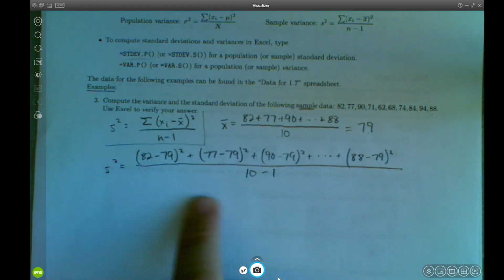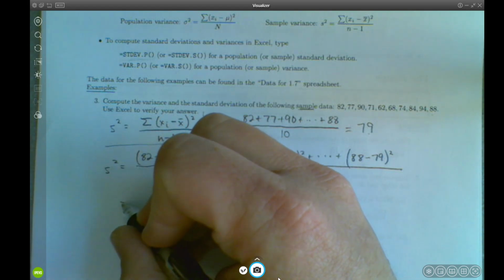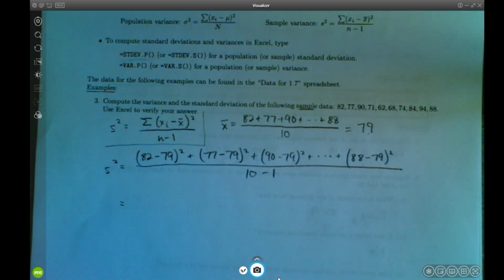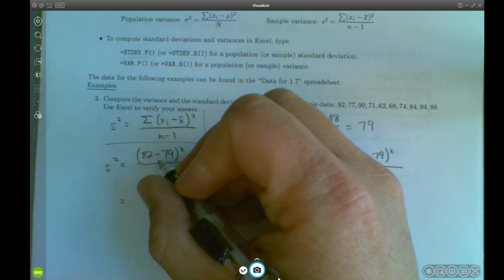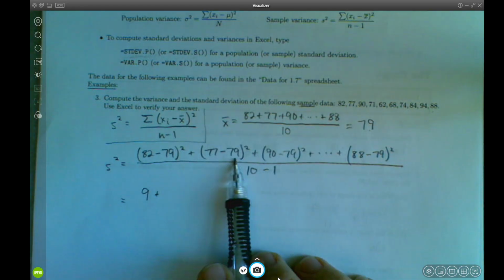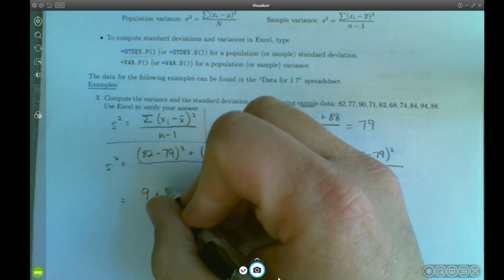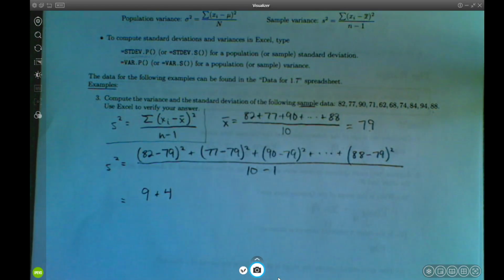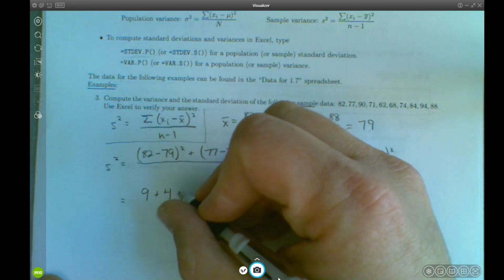Now you could punch all of this into your calculator. I'm just going to take it a step or two further to make it a little easier when I punch these in. I'll have 82 minus 79, that's 3, squared is 9. 77 minus 79 is negative 2, and negative 2 squared is a positive 4, because negative 2 times negative 2 is positive 4. 90 minus 79 is 11, and 11 squared is 121.